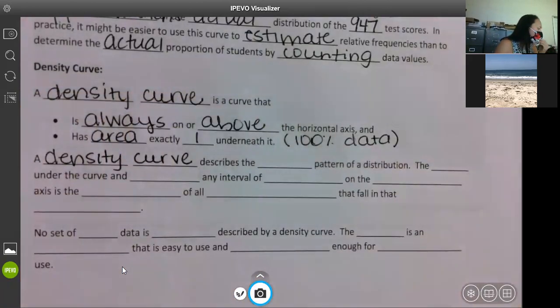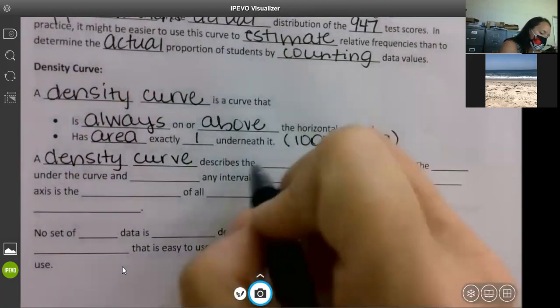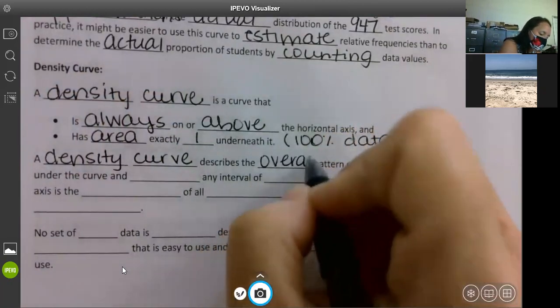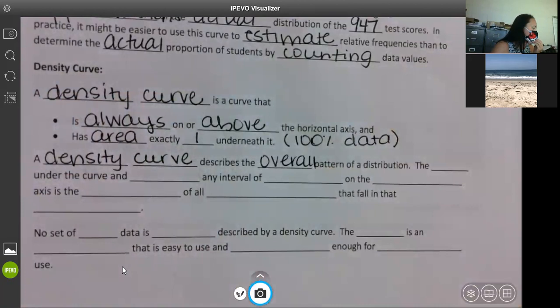A density curve describes the overall pattern of a distribution.